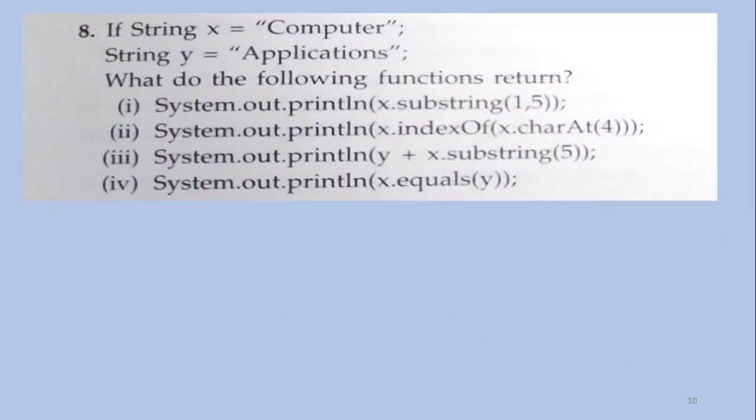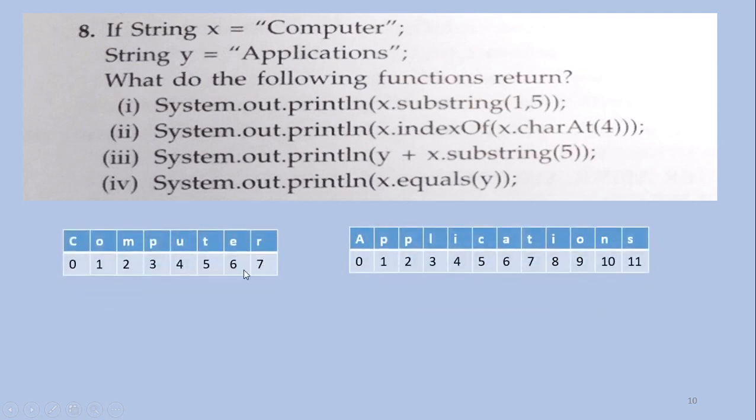Now we go with the 8th question. If string X is computer and Y is applications, what do the following functions return? Clear? So what should be my first work? First work, I should draw a table for these two strings and then write their index number. So that is what I have done. Now we will go with the questions.